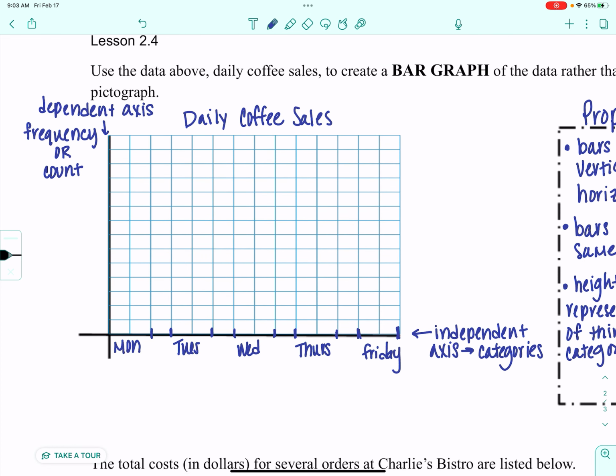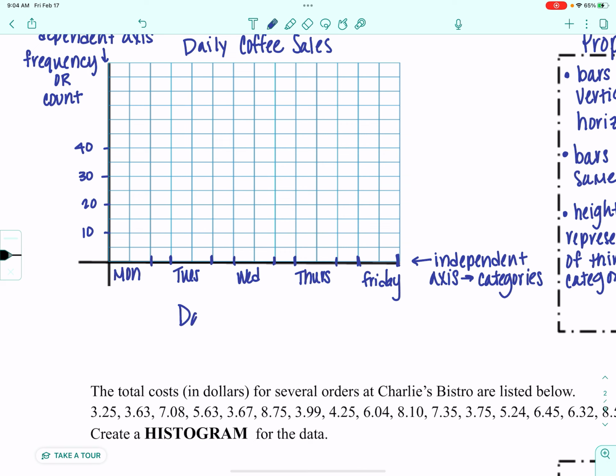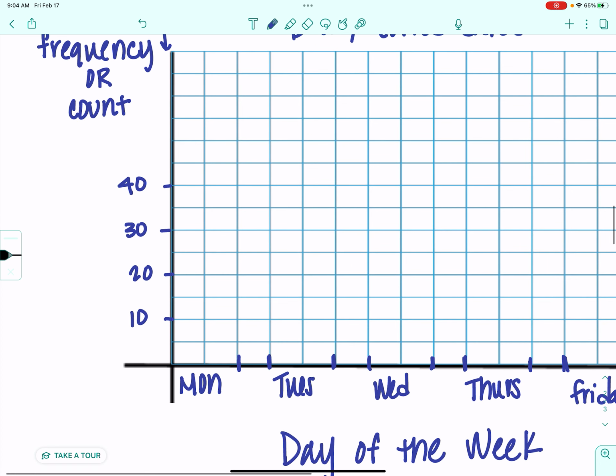And I think on my vertical axis, my dependent axis, I need to be able to go up to 40 cups. So I think I'm going to let each box count as 5. So this will be 10, 20, 30, and 40. This is days of the week. And this is cups sold.